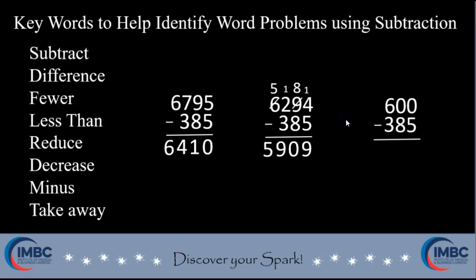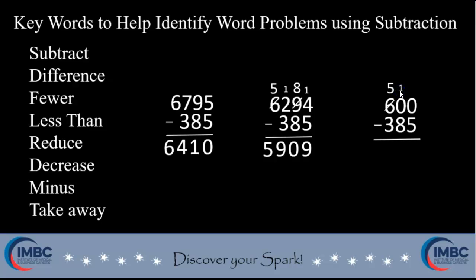We'll do one more. 600 minus 385. Again, 0 minus 5, we can't, so we go to the next. That's also a 0, so we go to the hundreds place. We borrow from the 6. We cross it out, it becomes a 5.